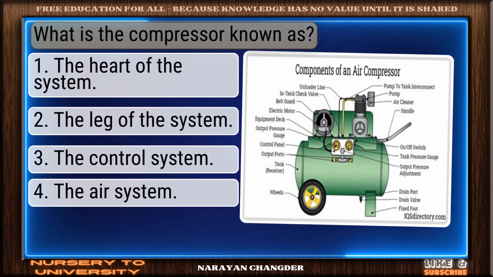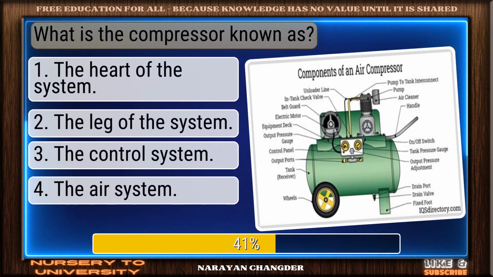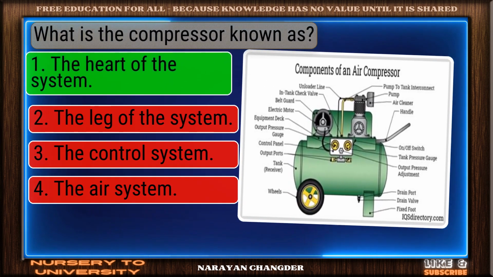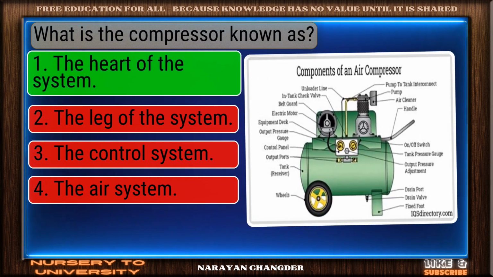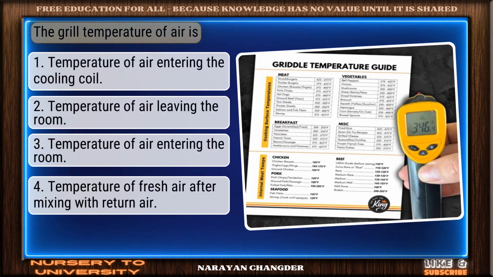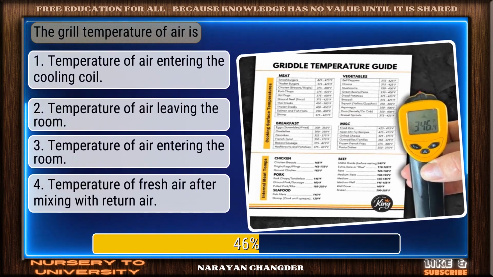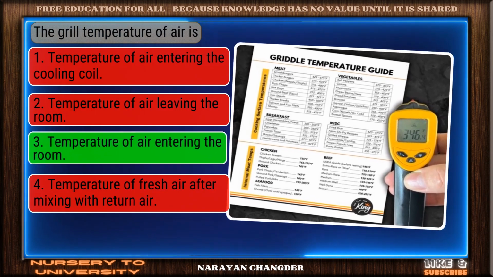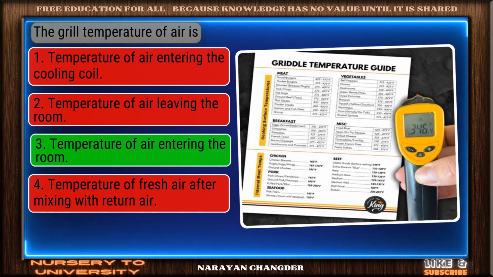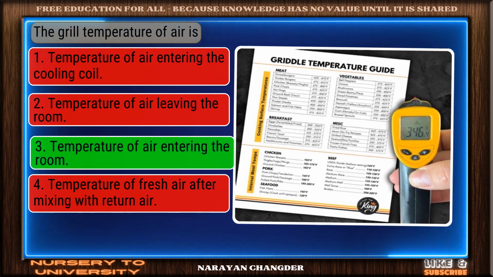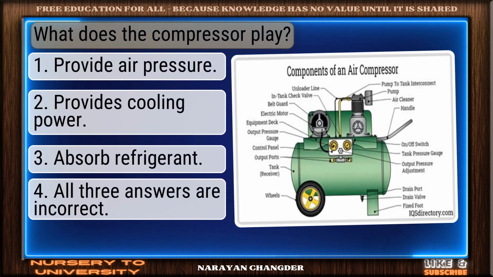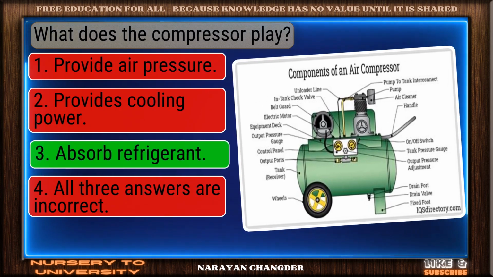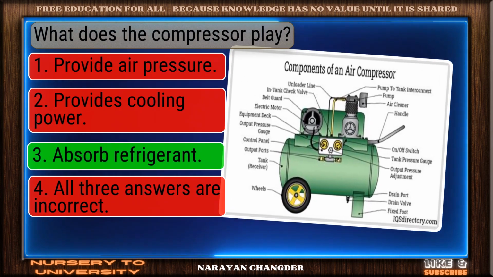What is the compressor known as? Bravo. The heart of the system is the answer. The grill temperature of air is. Well reasoned. Temperature of air entering the room is the correct choice. What does the compressor play? Right again. Absorb refrigerant is a valid answer.